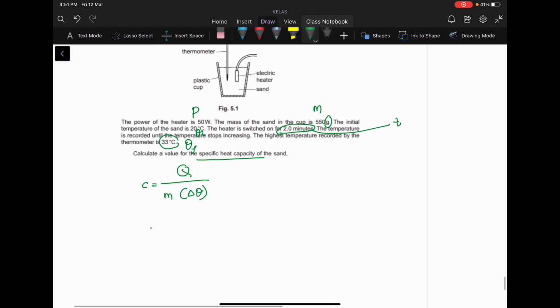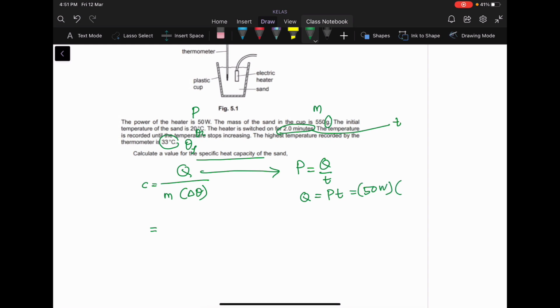Now, next. Do you know Q? No, you don't. So what do you do? Get it from P. So how do we get that? Do you know the power? What's the formula for power? P equals Q over time. So you want Q, so Q equals P times t. Do you know P? Yes, 50 watt. Do you know the time? Yes.